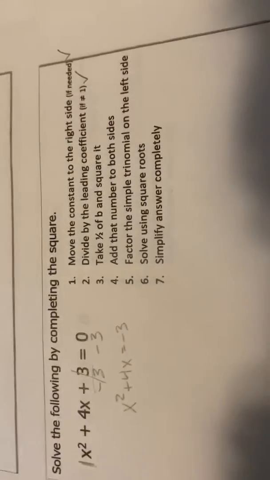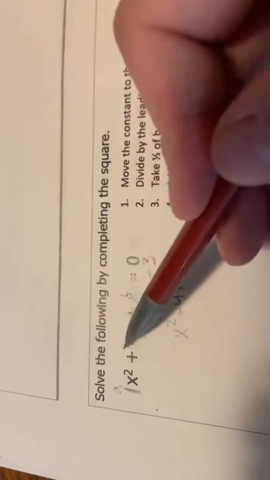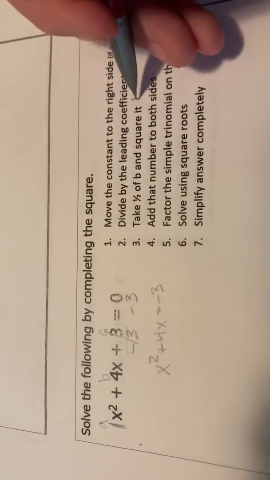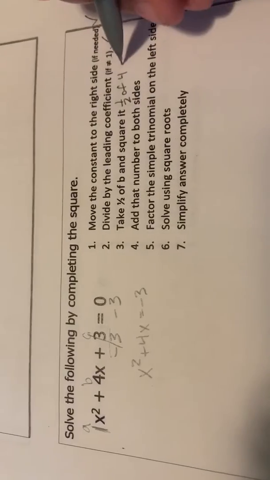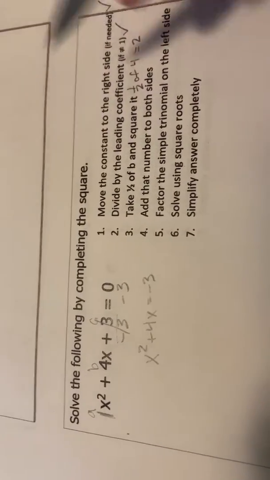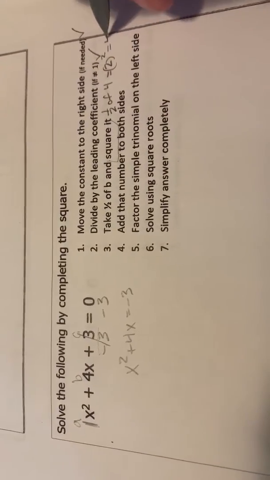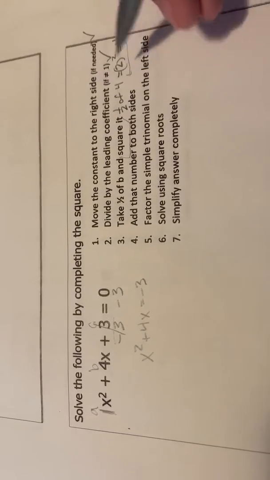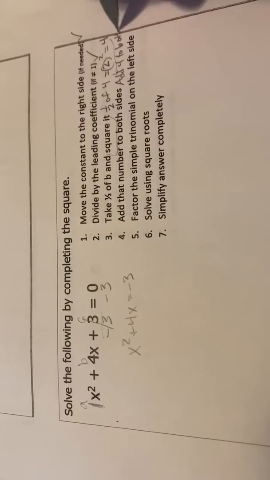Step 3. Take half of b. In our original problem, this is a, this is b, and this is c. We've talked about that when we graphed quadratics. So half of b, half of 4 for this problem, is 2. And then we also have to square it. So I take 2 and square it, and I get 4. That's the number that you add to both sides. So I'm going to add 4 to both sides.